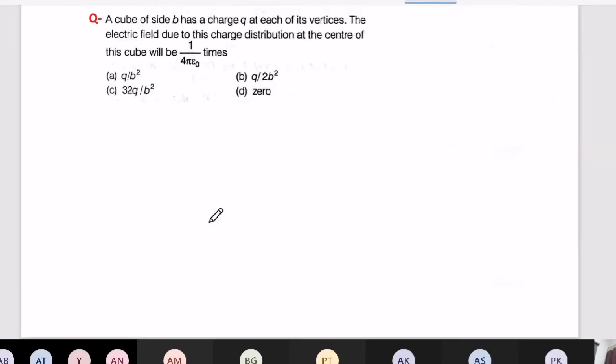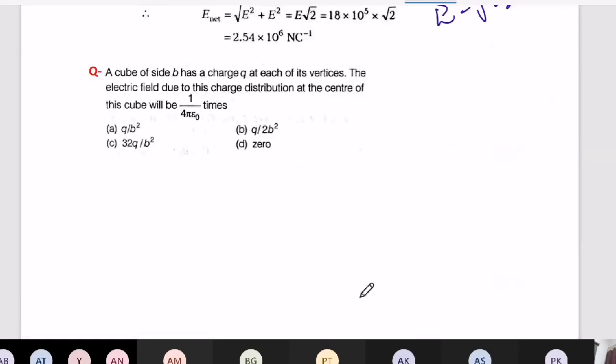Now, here one more question. A cube of side B has a charge Q at each of its vertices. The electric field due to this charge distribution at the center of this cube will be 1 by 4 pi epsilon naught times... See here, they are telling there is a cube.